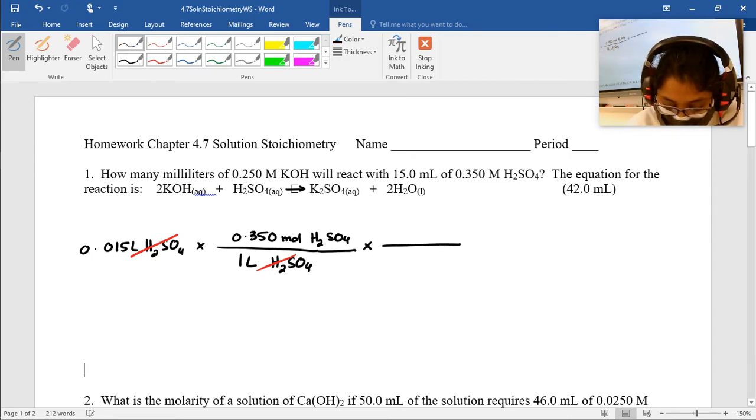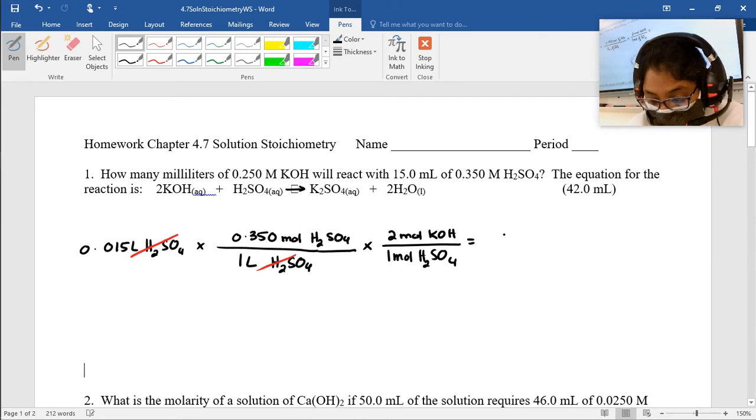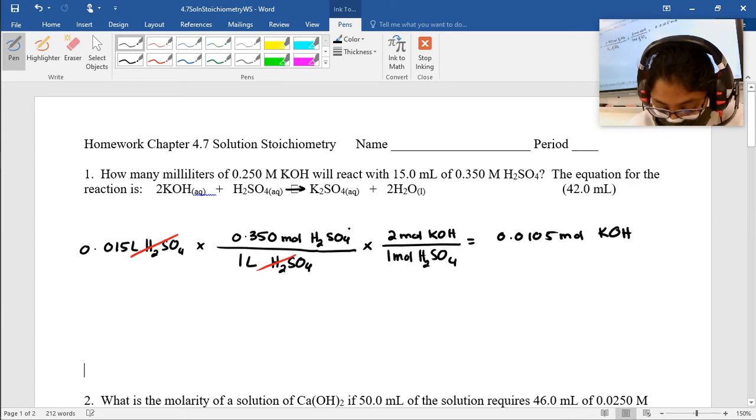Then I can get the moles of potassium hydroxide by looking at the mole-to-mole ratio between sulfuric acid and potassium hydroxide. So for every 1 mole of sulfuric acid, I have 2 moles of potassium hydroxide. That gives me 0.0105 moles of KOH. I tend not to round until I get to the end, okay?